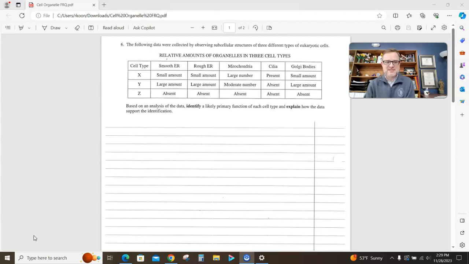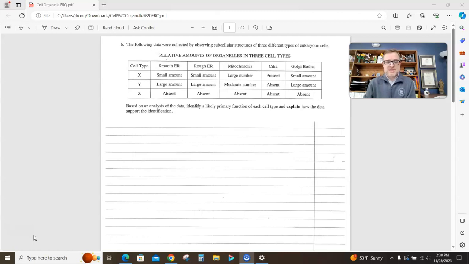So cell X, I see some smooth ER, I see some rough ER, I see a lot of mitochondria, and I see cilia and no Golgi bodies. So mitochondria obviously give the cell energy through ATP production, and cilia makes me think transport. Either it's transporting the cell itself, or the cell is involved in transporting something through an organism. So for cell X, I'm thinking it's for movement or for transport, based upon it having lots of mitochondria and cilia. Let's look at all 3 cells before we go look at the rubric.